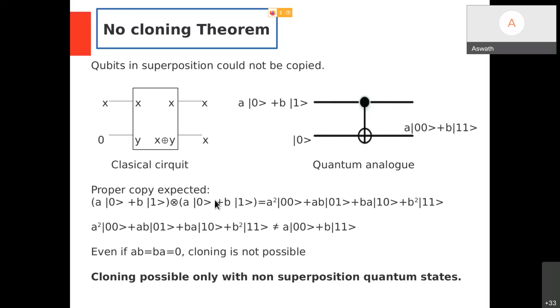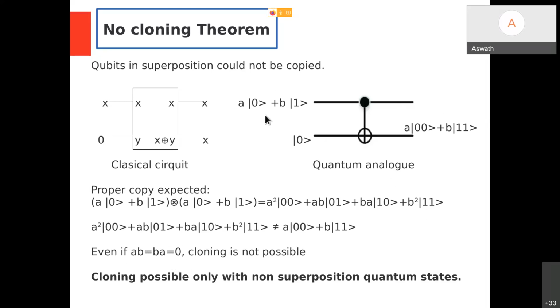If I have two atoms of the same kind in a box, we saw earlier, the resulting state is a four-dimensional quantum state, right? With a squared plus ab and ba and b squared with appropriate basis vectors. Okay, but what is the resulting one? Resulting one is this. So this is possible only when ab is equal to ba is equal to 0, right? You can't have that condition satisfied. It is impossible to have that condition. Okay, so that means cloning is not possible in quantum computing.